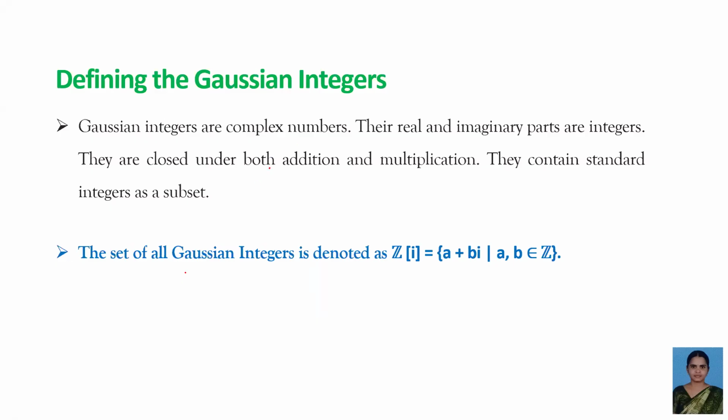For example, 3 plus 2i belongs to Z[i], where 3 and 2 are integers, whereas 3/2 plus 2.5i doesn't belong to Z[i]. It is not a Gaussian integer because 3/2 and 2.5 are not integers.